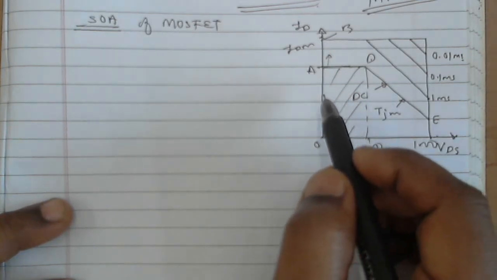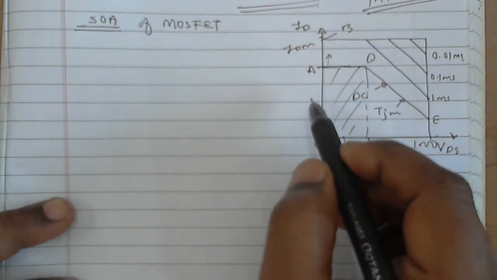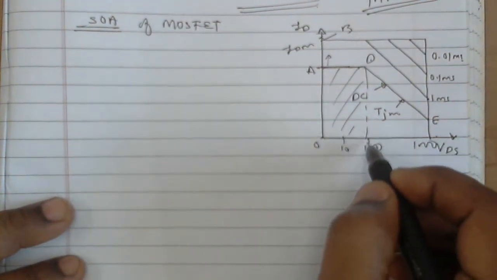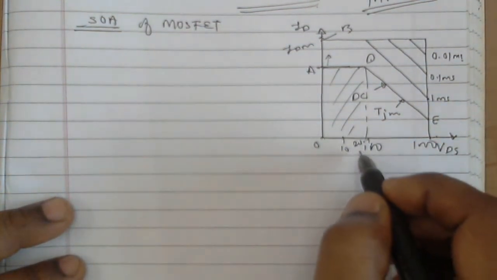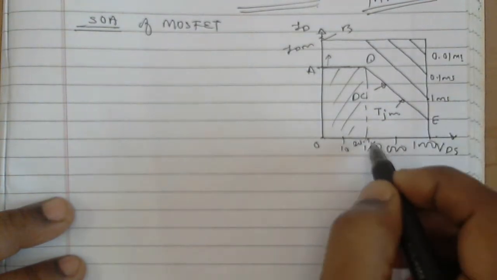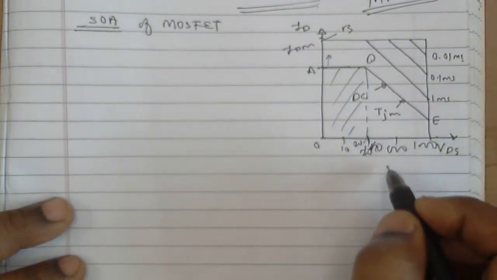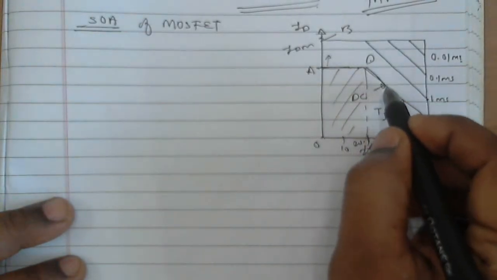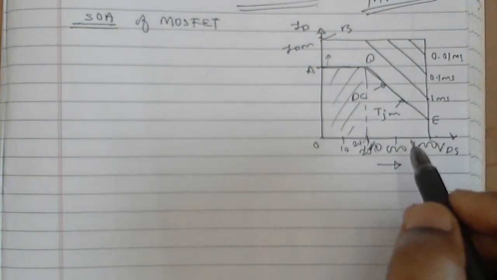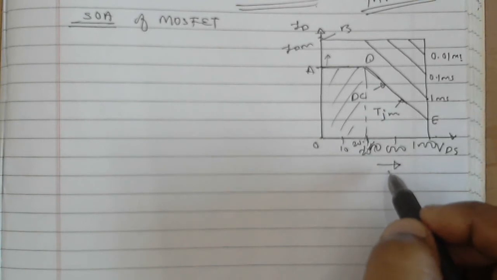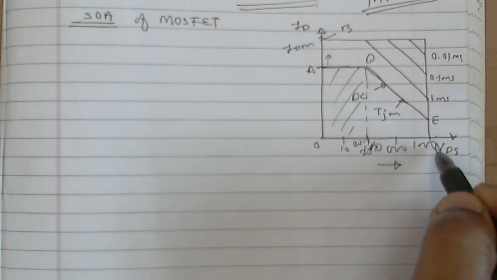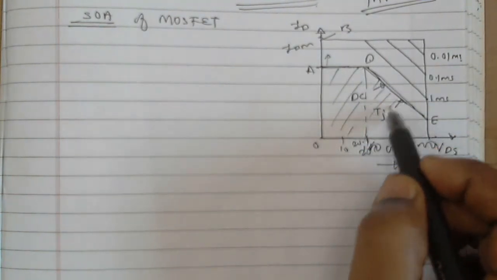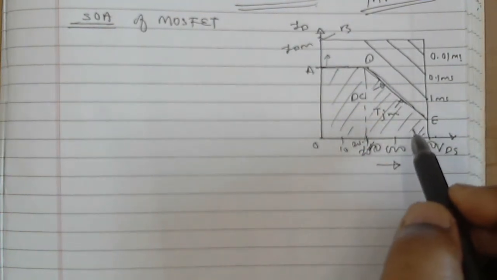This is for VDS less than 20 volt. Now for VDS more than 20, the drain current has to be reduced, because power is to be maintained. So if we still further want to increase the drain to source voltage, then the drain current should be reduced, and this will be the safe operating area.